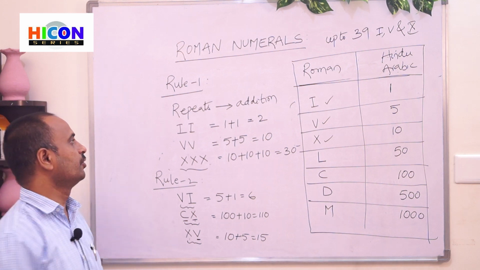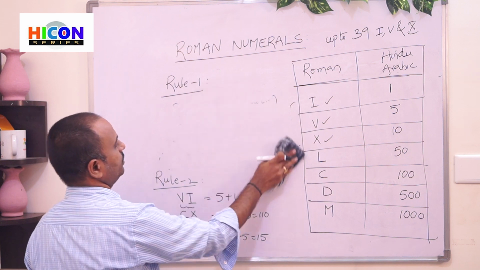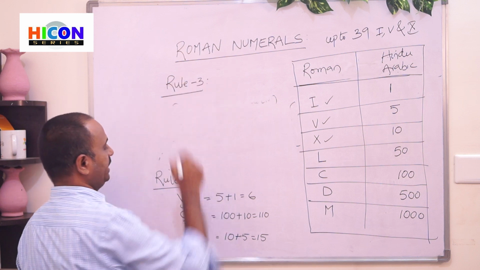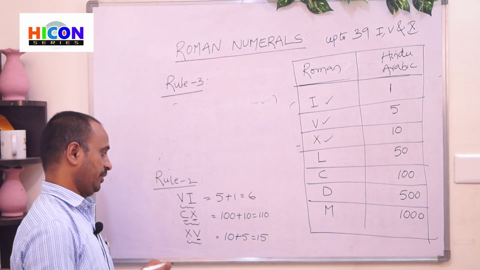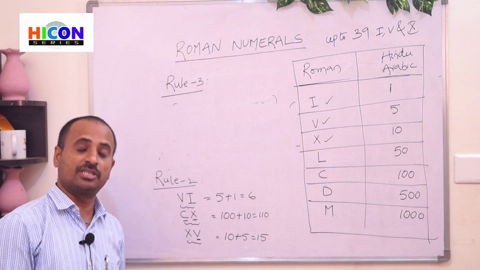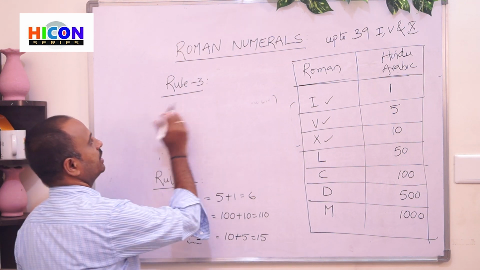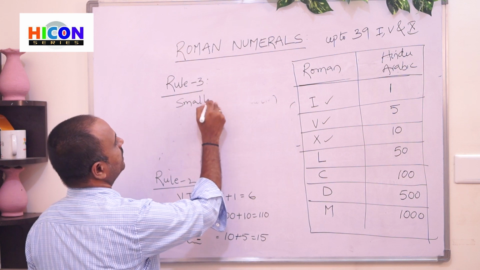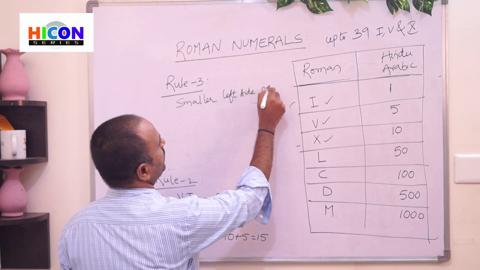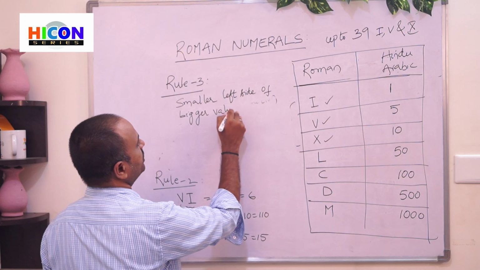And see another rule, rule number 3. What is rule number 3? Children, if the smaller value is written on the left side of the bigger value, then we have to subtract that smaller value from the bigger value. So if the smaller value is written on the left side of a bigger value, then we have to make subtraction.